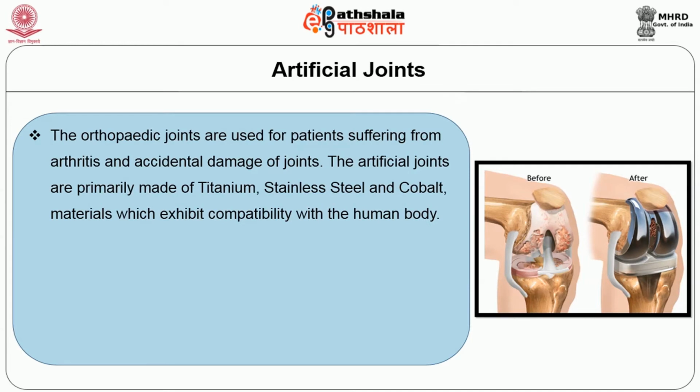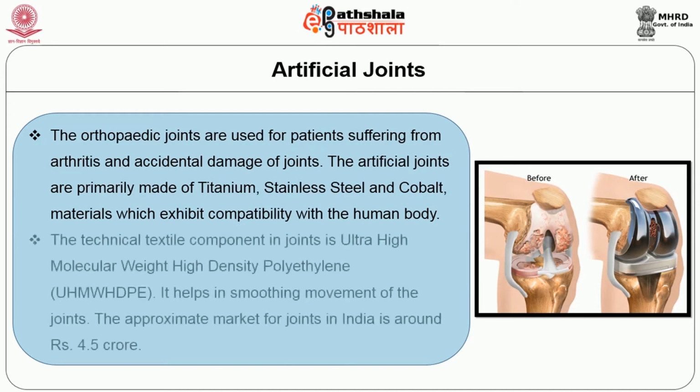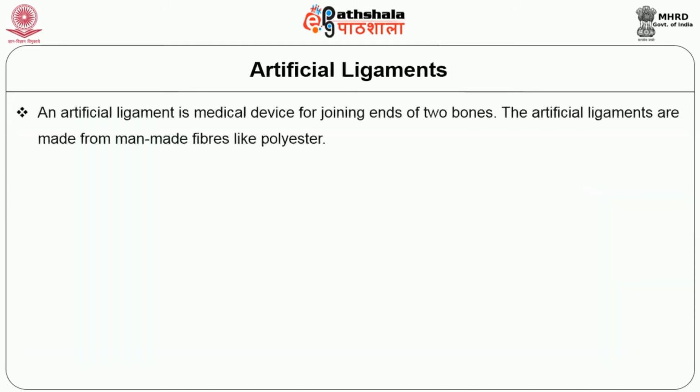The orthopedic joints are used for patients suffering from arthritis and accidental damage of joints. The artificial joints are primarily made out of titanium, stainless steel and cobalt material, which exhibit compatibility with the human body. The technical textile component in joints is ultra high molecular weight high density polyethylene. It helps to smoothen the movements of the joints. The approximate market for these joints in India is around rupees 4.5 crores. Next, we shall be seeing about artificial ligaments.